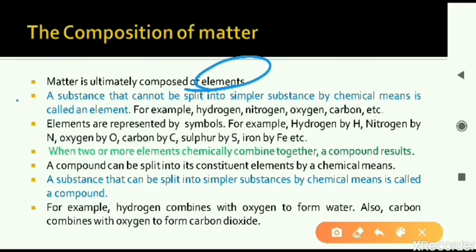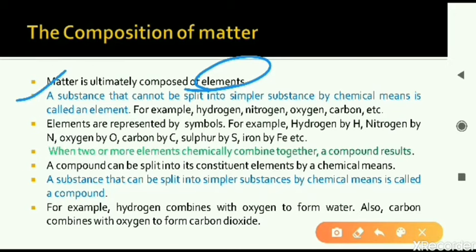So, element definition, you have to remember what is an element. An element is any substance which cannot be split or broken down. Split means broken down. So anything which cannot be broken down into smaller or simpler substances by chemical means or chemical reaction. If we do any chemical reaction, then we will not be able to break the element into smaller parts. For example, hydrogen, oxygen, nitrogen, and so on. More than 100 elements are there, and these are those substances which cannot be broken down by chemical means.